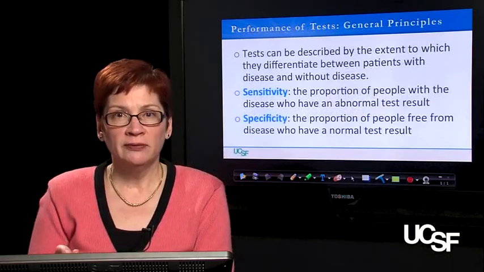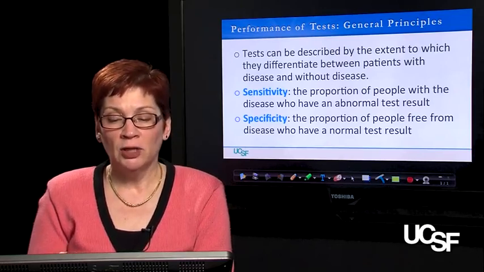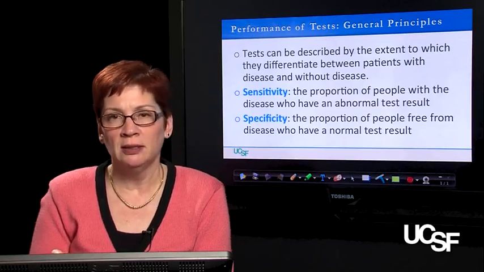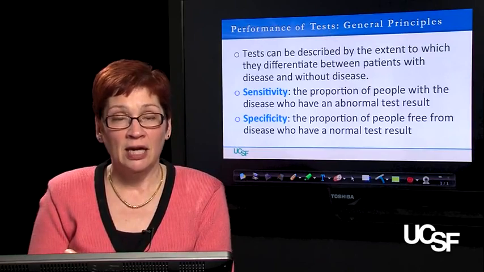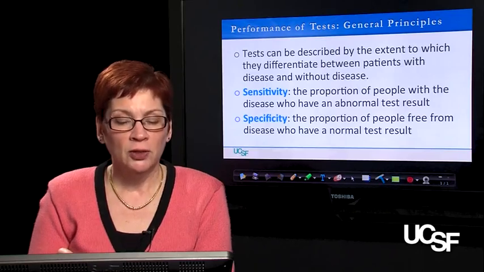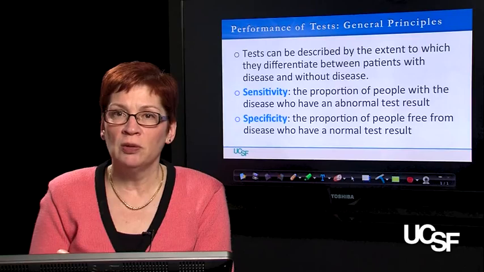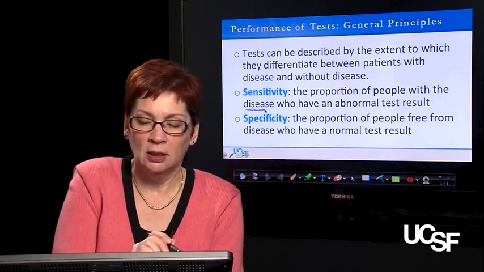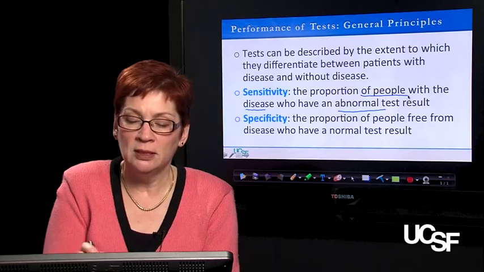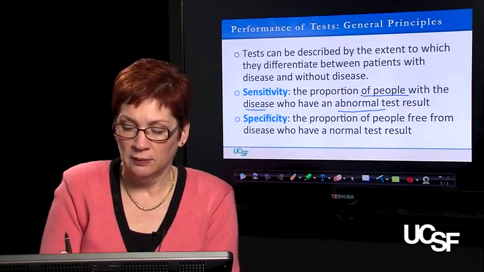So let's talk about performance of tests and general principles about performance of tests. So tests can be described or differentiated by the extent to which they distinguish between patients who have a disease and patients without the disease. That's why we order the test. And there are two characteristics of the test themselves that are very relevant to this work. The first is the sensitivity of a test. And the sensitivity of the test describes the proportion of people who have a disease in question who also test positive for that disease. So the proportion of all people with disease who also test positive for the disease or have an abnormal test result.